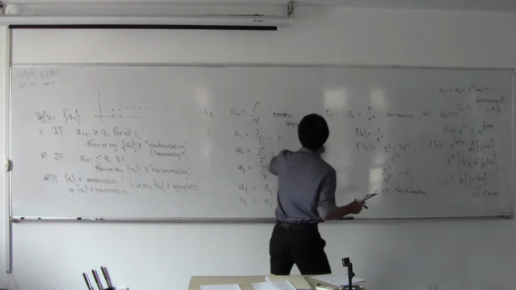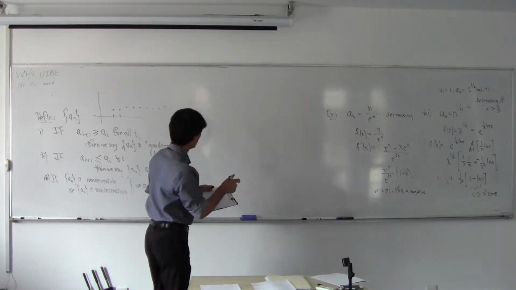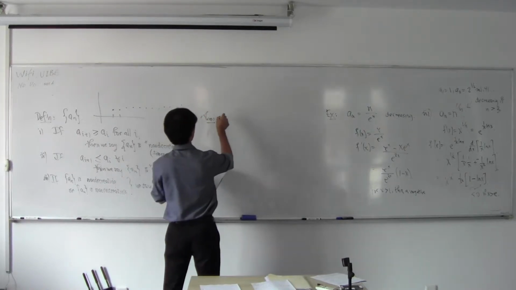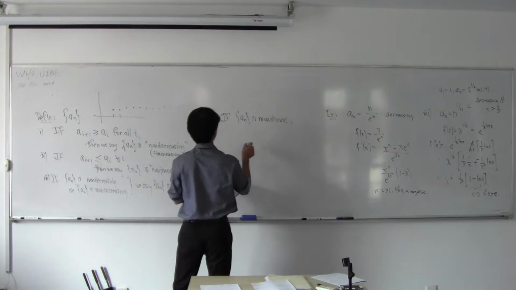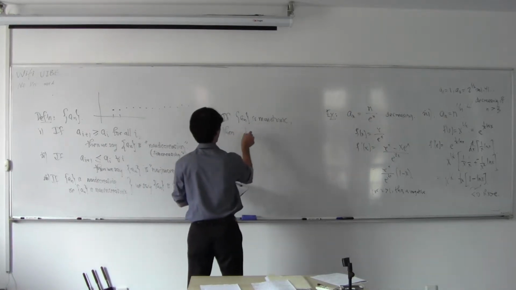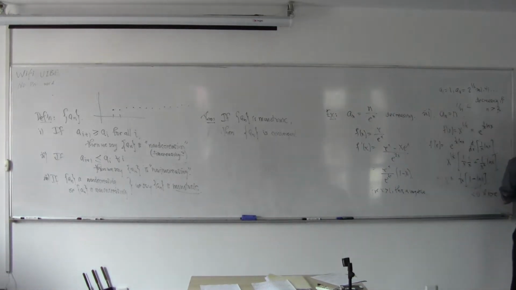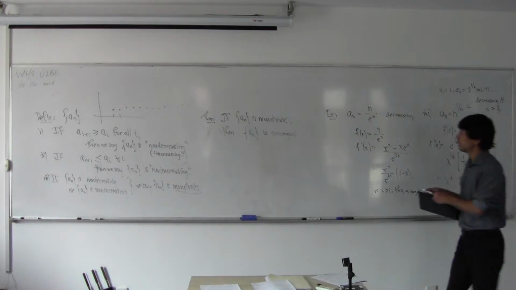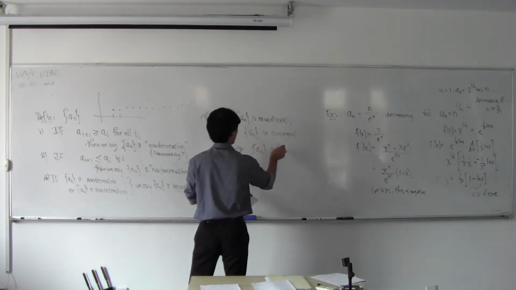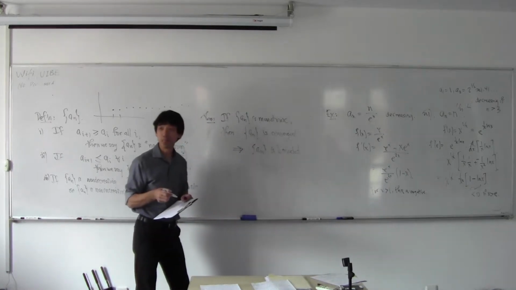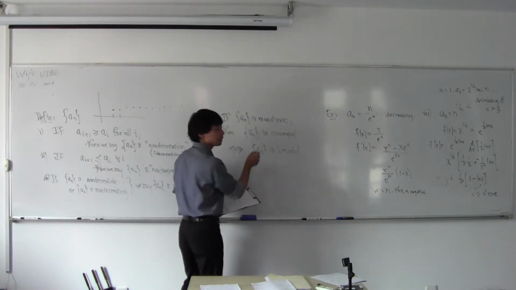But there is a really useful fact. Here it is. If a sub n is monotonic, then a sub n is convergent implies a sub n is bounded. Maybe that's not exciting. But the exciting part is this way. If a sub n is bounded, then it's going to be convergent.